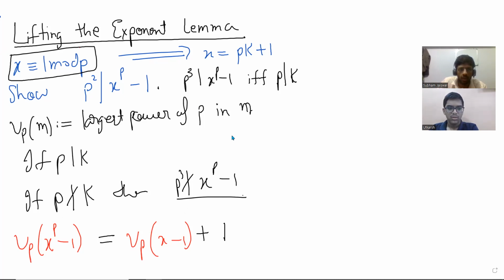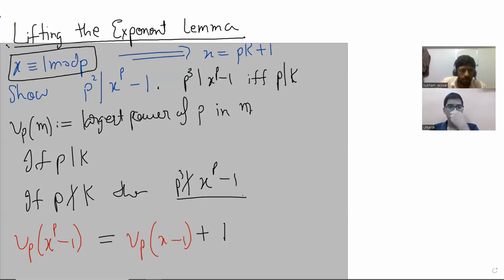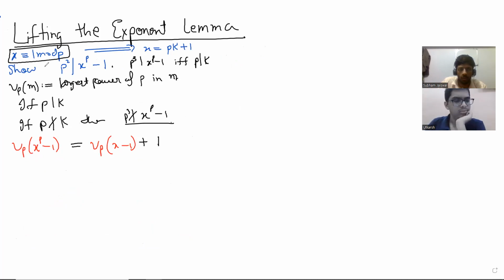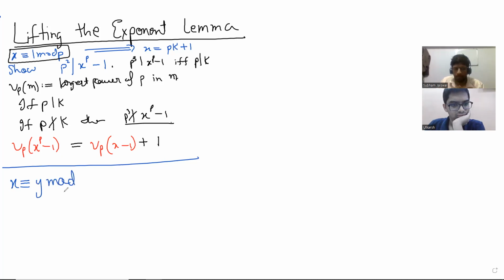In order to show this, we want to look at something simpler. It is simpler in one sense, but not in another. So for now I want to go beyond my x minus 1 and make it a y. Let's say that x is congruent to y mod p, and let us say that p does not divide n.